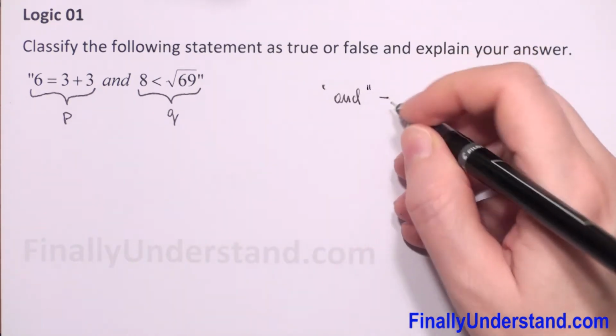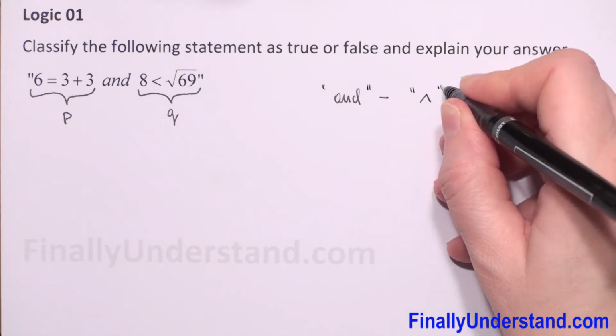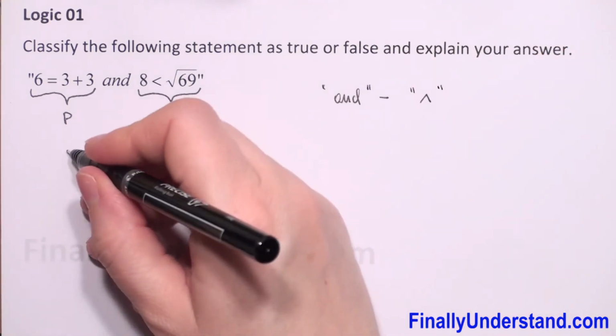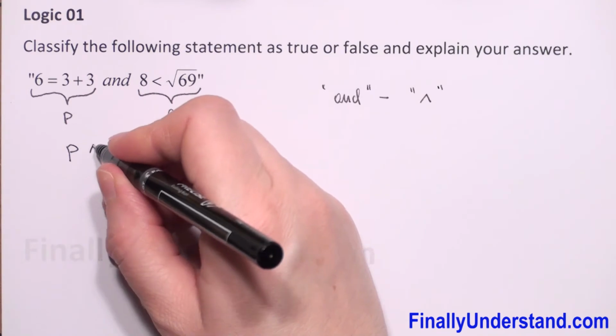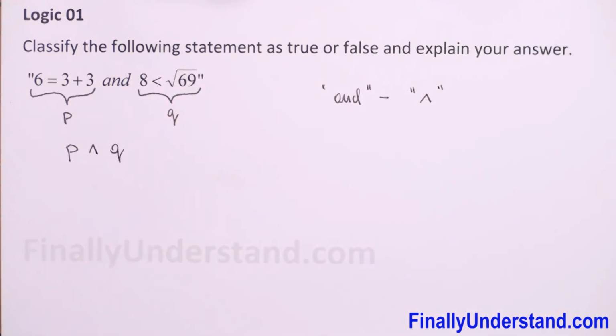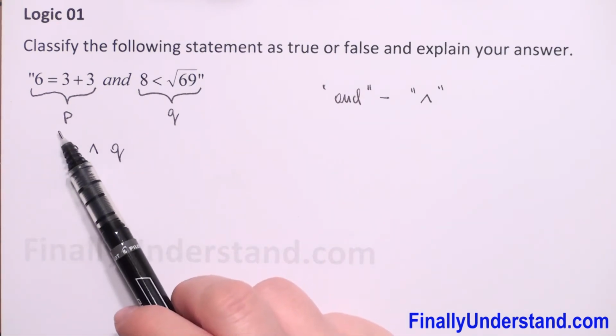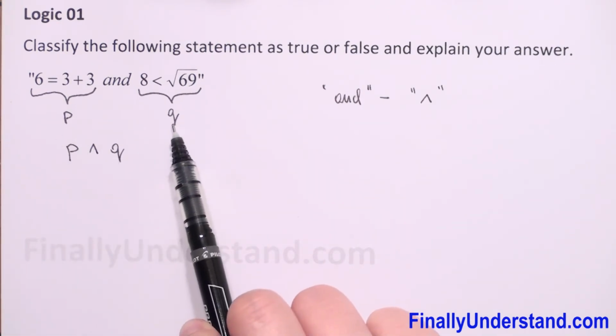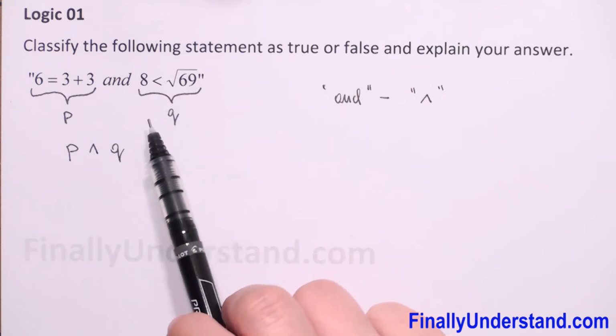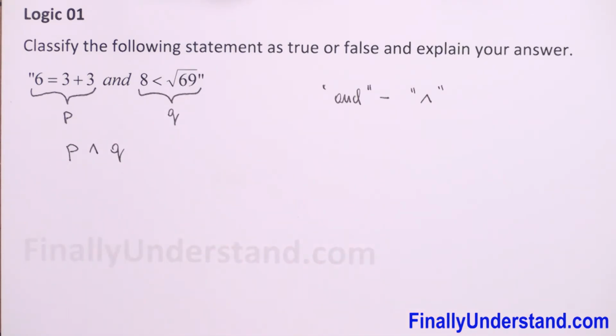And we use this symbol for conjunction. So we have P and Q. Because we have here a conjunction statement, and we know that a conjunction statement is true only when both statements are true, P must be true and Q must be true for this whole statement to be true.